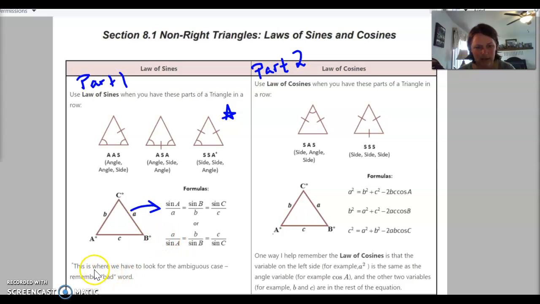Okay, then it also says down here, this is where we have to look for the ambiguous case. Of course, I'm sure you remember in geometry or just from looking at this, we could also say that this is angle, side, side. We don't put it that way because we don't want to use bad acronyms in math, but that's how we know we are going to have an ambiguous case.